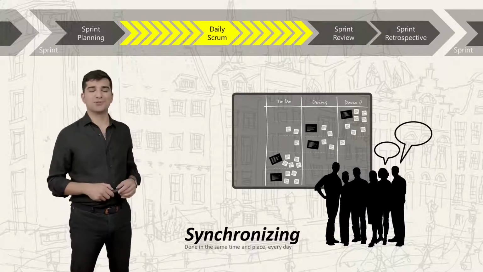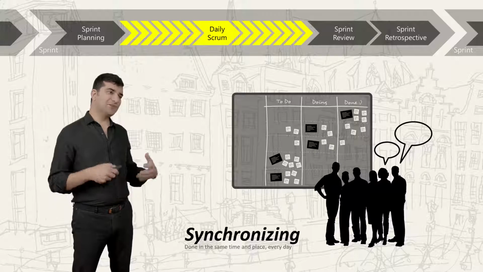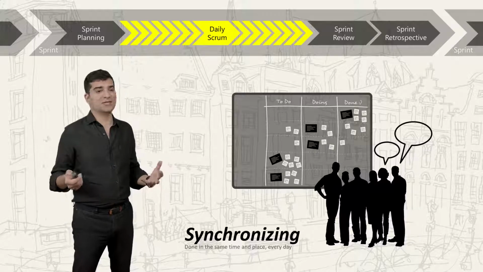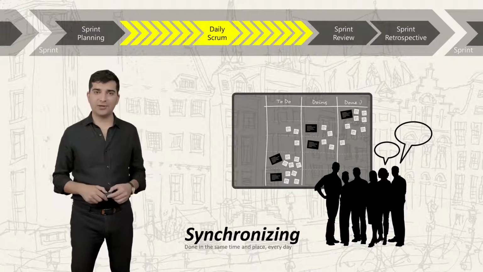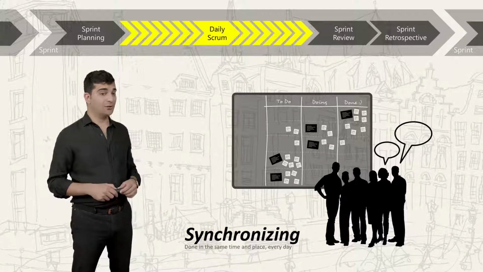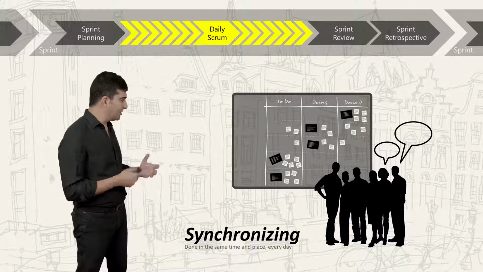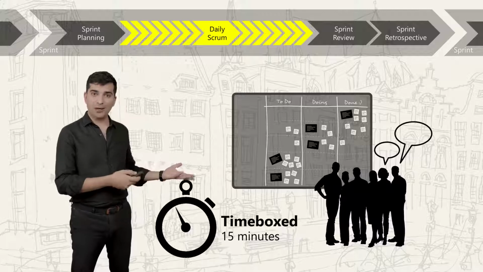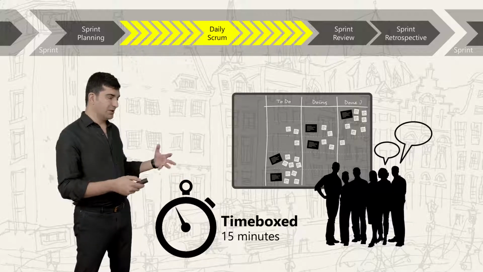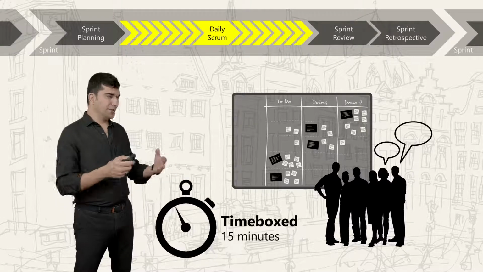That's one of the things in Scrum. And in fact, we have it on all agile systems. It's called the daily stand-up. In Scrum, it is called the daily Scrum. And it's a 15-minute time-boxed meeting where the developers get together and talk about the project.